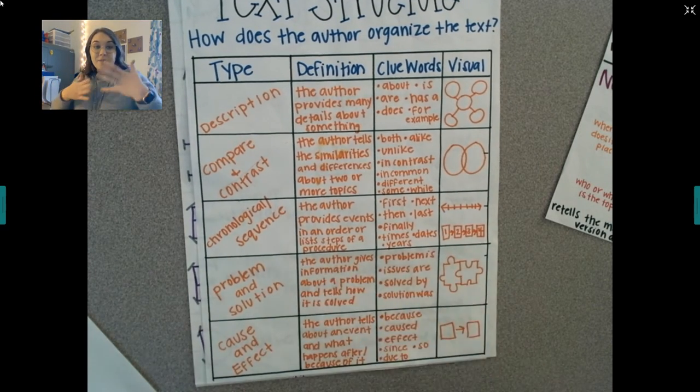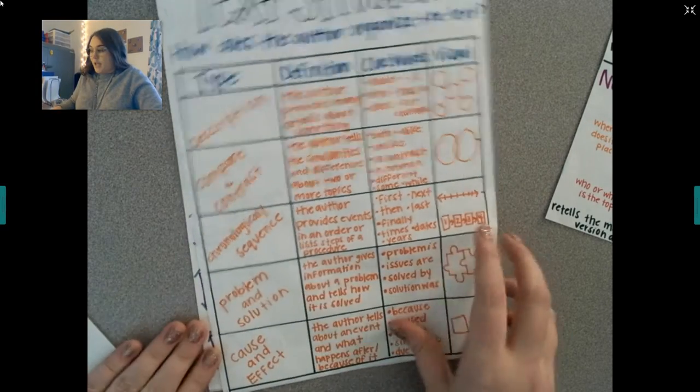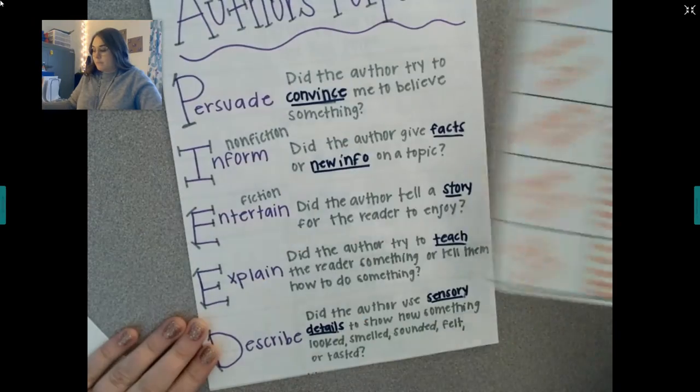Problem and solution is they give you a problem and they ask you to solve it. And then cause and effect is the author tells you about an event and then what happens after that event. So we'll practice that today.